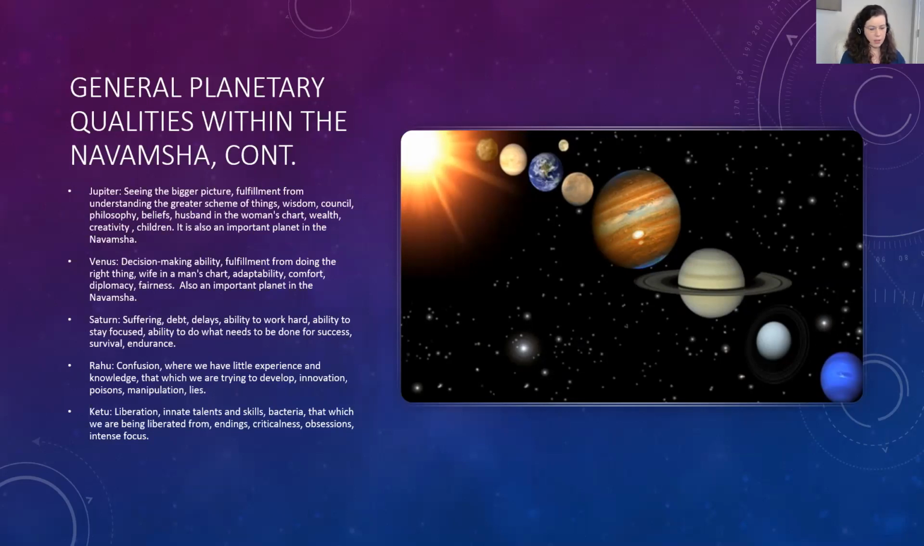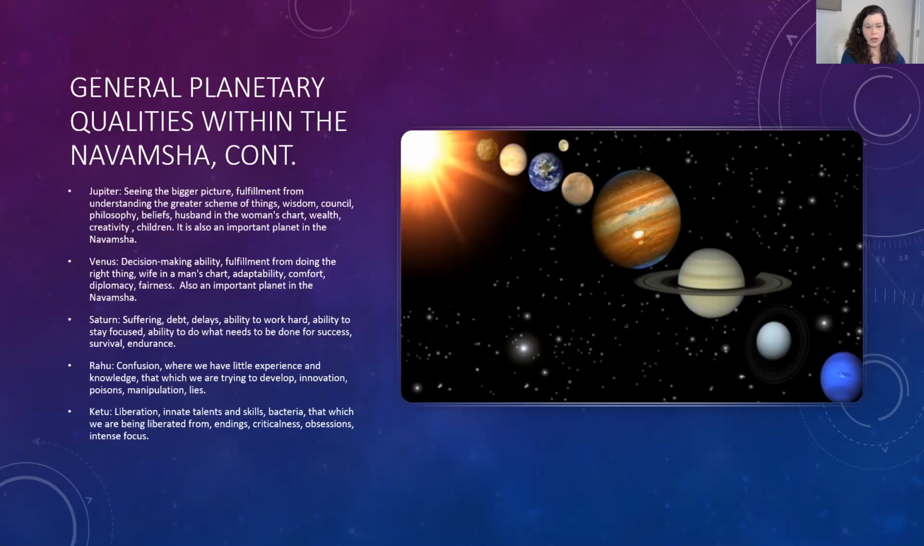Venus represents our capacity to enjoy the comforts of being in the marriage or on the life path. It's the capacity to make choices that lead to higher fulfillment. So it's our decision-making ability, fulfillment from doing the right thing. It's the wife in a man's chart, adaptability, comfort, diplomacy, fairness. So it's also a very important planet in the Navamsha.